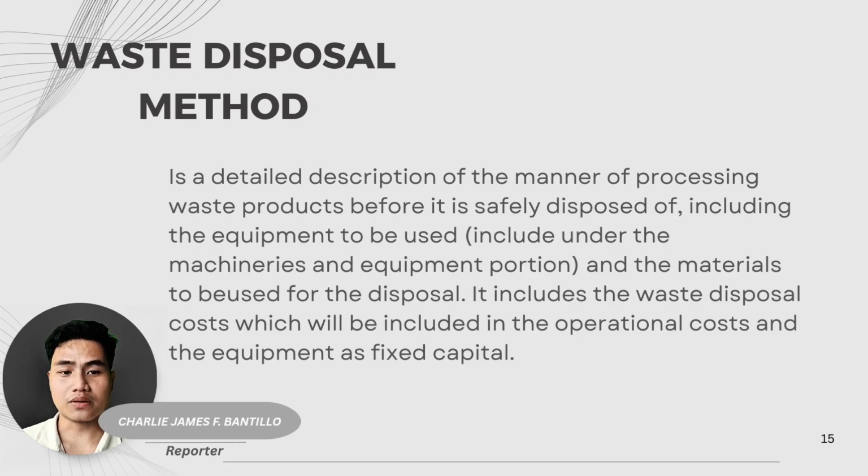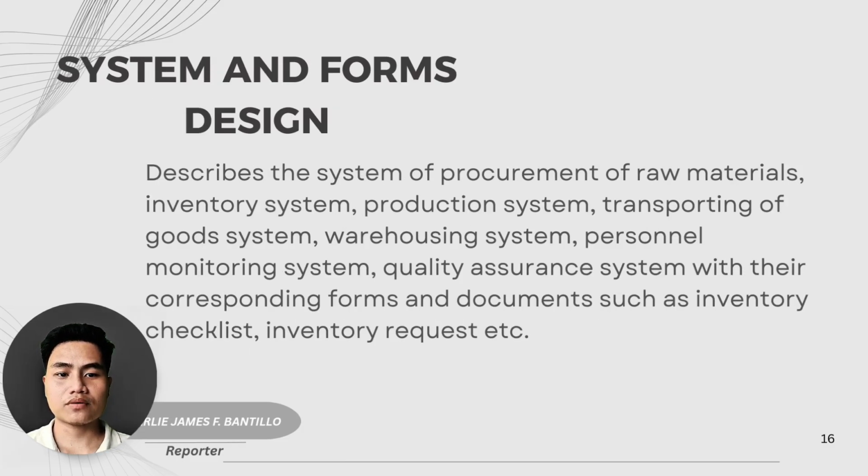Next is waste disposal cost. Money spent on waste management like hauling fees, treatment cost, or landfill fees. This is part of the operational cost of the business. Last is equipment as fixed capital. The big machines bought for waste disposal, like an incinerator or composting machine, are considered fixed assets because they are long-term investments. So in short, waste disposal method is the company's step-by-step plan on how to treat, handle, and throw waste safely while also showing the tools, materials, and cost needed.